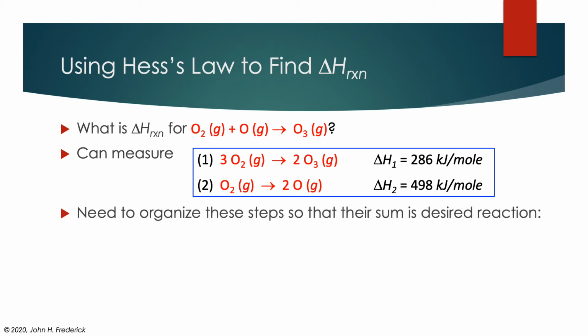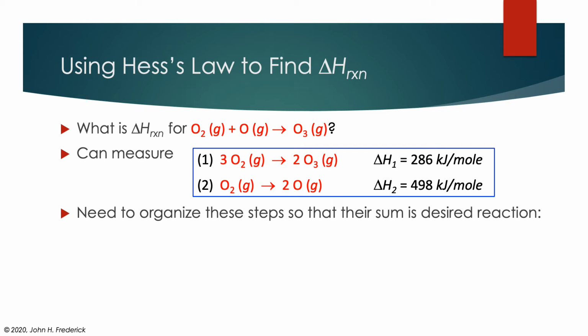So let's organize them so that the sum is the desired reaction. Now we look at the reaction that we want, O2 plus O going to O3. All right, so O3 appears only on the right-hand side of that equation.